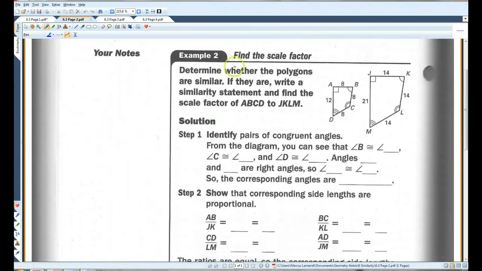Determine whether the polygons are similar. If they are, write a similarity statement and find the scale factor of ABCD to JKLM. Okay, first of all, let's identify the pairs of congruent angles. Angle C is congruent to angle L, because both of those have 2 arcs. Angle D has 3 arcs, and so does angle M. Oh, I forgot angle B. B has 1 arc, so angle K. J and A are right angles, so angle J is congruent to angle A. So the corresponding angles are congruent, all of them.